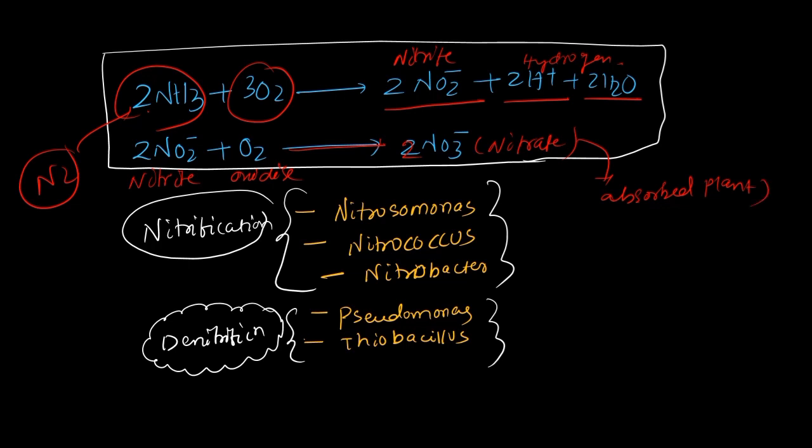For nitrification, an enzyme and bacteria are involved. These bacteria are known as Nitrosomonas, Nitrococcus and Nitrobacter. They help in nitrification. So what is nitrification? It is the conversion of ammonia to nitrite, which is further converted into nitrate, and for this Nitrosomonas, Nitrococcus and Nitrobacter are involved. Next concept is denitrification. For denitrification, different bacteria are involved: Pseudomonas and Thiobacillus.